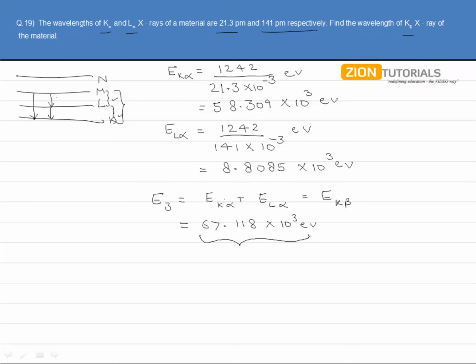Now we have got the energy of this transition and we need to find the wavelength of this transition. So it's quite simple. We can do it like this, hc upon E. Putting the values, we get 1242 upon 67.118 into 10 to the power 3, that is 18.5 into 10 to the power minus 3 nanometers, or we can say it as 18.5 picometer.